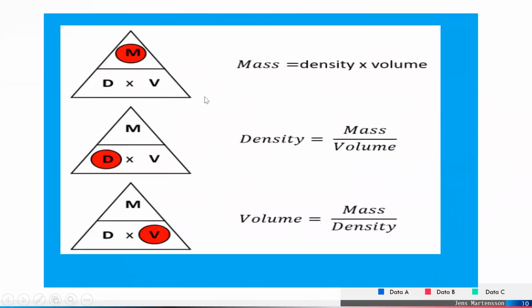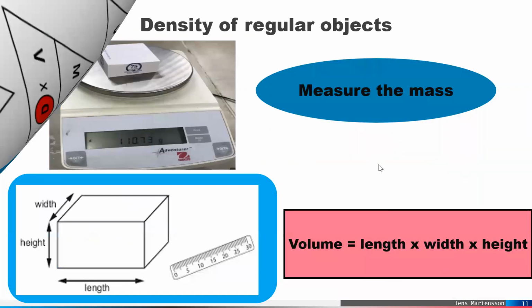We can use the formula triangle, which I call the magic triangle. It's magic because you can find all three quantities from the same triangle, where density equals the mass over the volume. So if we need to calculate the mass, we just hide the mass and multiply the two quantities away from the mass, so it will be density times the volume, and density will be the mass over the volume. Of course, finally, you can find the volume from the same magic triangle.